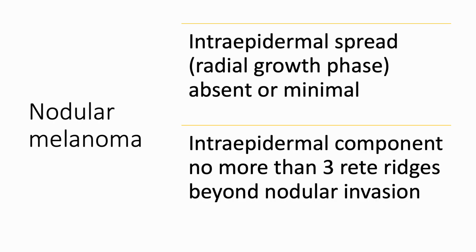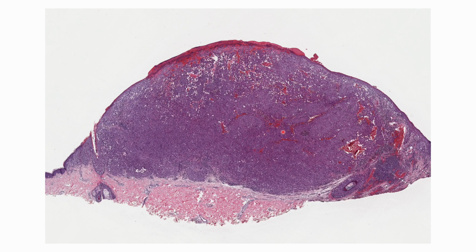The nodular melanoma basically means the intraepidermal component has a radial growth instead of horizontal growth. By definition, the intraepidermal component should be no more than 3 radial ridges beyond the nodular invasion. It means the entire lesion is going downward instead of growing horizontally. Let me show you the picture. Here is the picture showing the nodular melanoma. You can see it has a nodular growth without a horizontal growth.